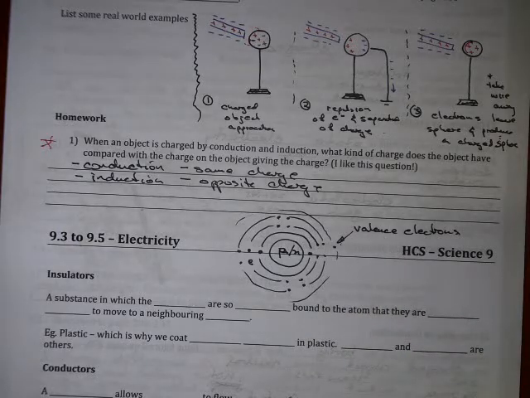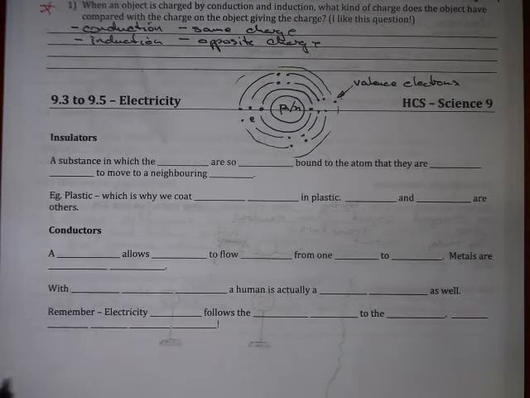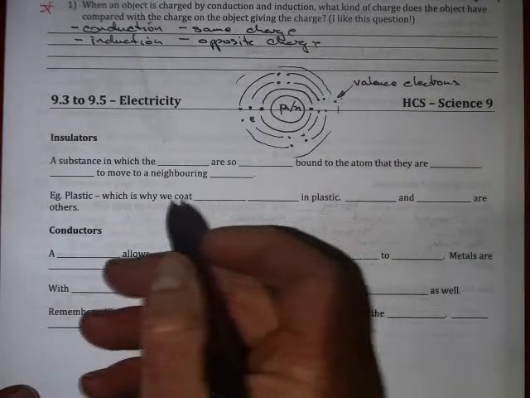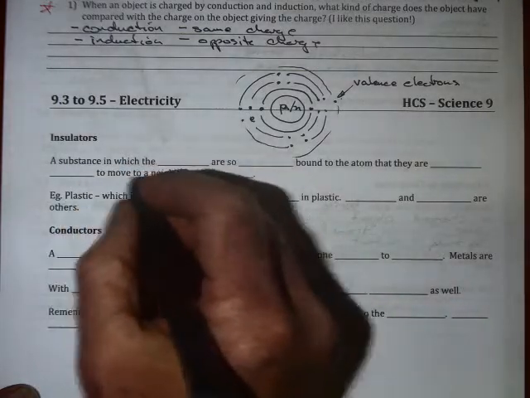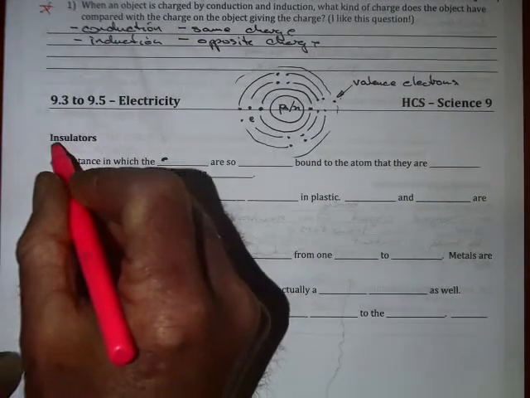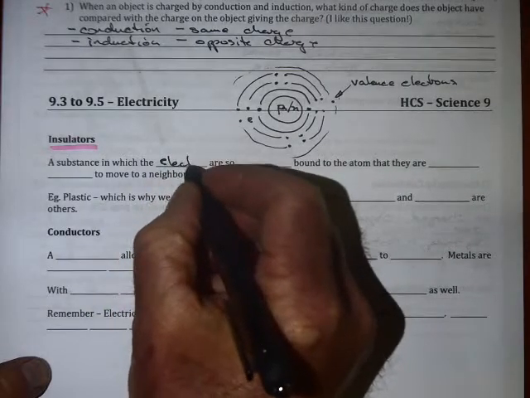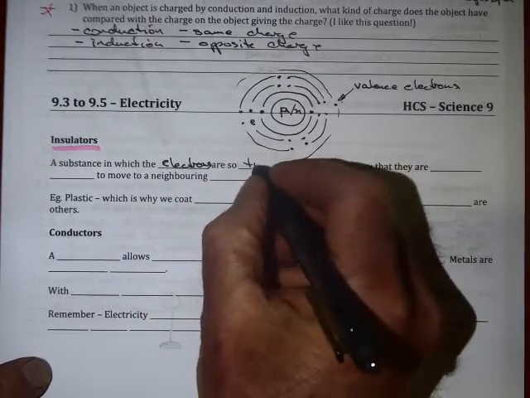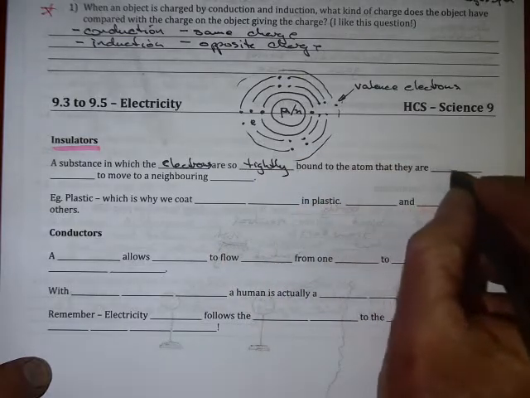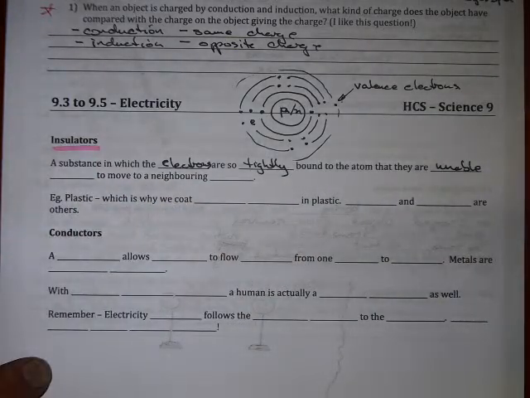So when we're talking about insulators and conductors, an insulator is just a substance in which the electrons are so tightly bound to the atom that they are not free, or they are unable to move. Okay, so let's fill that in. An insulator, let's highlight that word, is a substance in which the electrons are so tightly bound to the atom that they are unable to move to a neighboring atom.